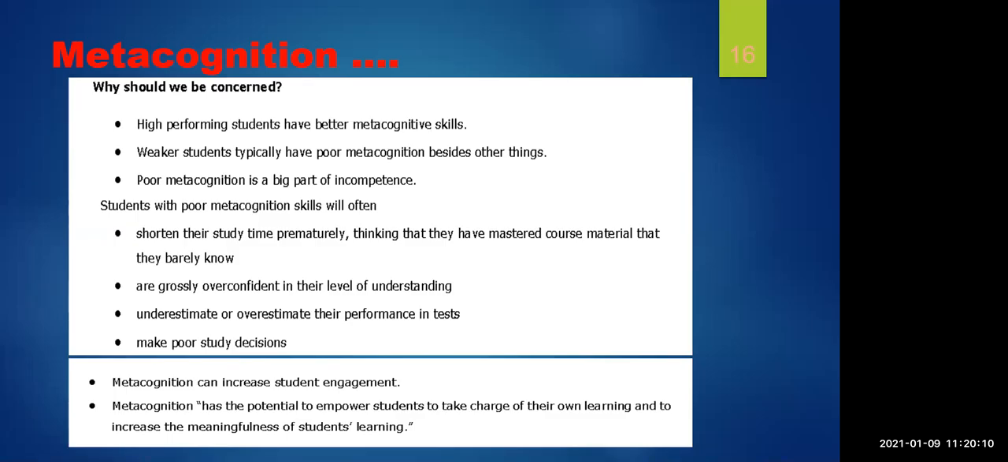They underestimate or overestimate their performance in the test. Suppose he thinks that he doesn't know anything, he will not attend the test. If he thinks that he knows everything, he will not prepare for the test. So automatically he makes a poor study decision process. These are the indications of the metacognition of a poor student. He has a very poor metacognition level. Metacognition increases student engagement. Metacognition has the potential to empower the students to take charge of their own learning and to increase the meaningfulness of the student's learning process.